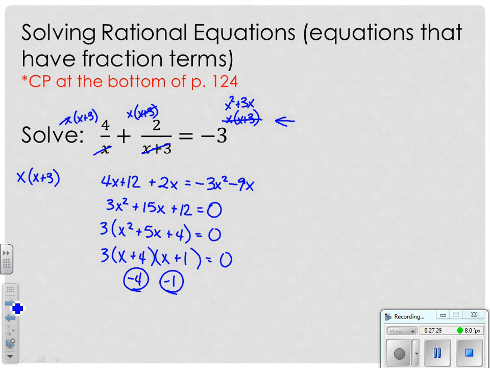The only thing that we really have to worry about as far as undefined stuff is making sure that we don't end up with any zeros as denominators. In looking at the x and the x plus 3 denominators up top, neither of these are going to hurt that, so I think we're pretty good.